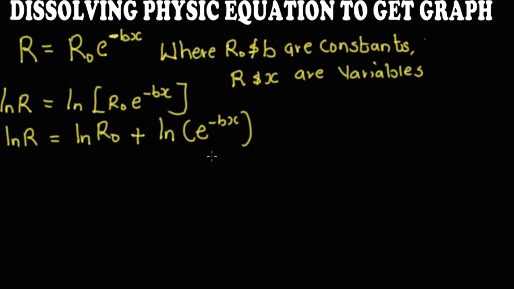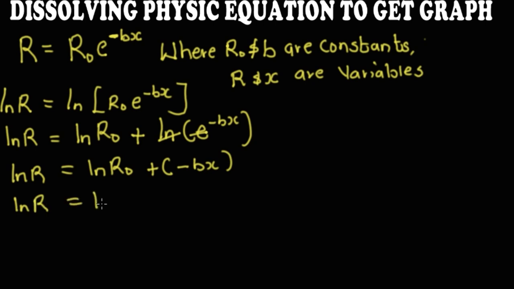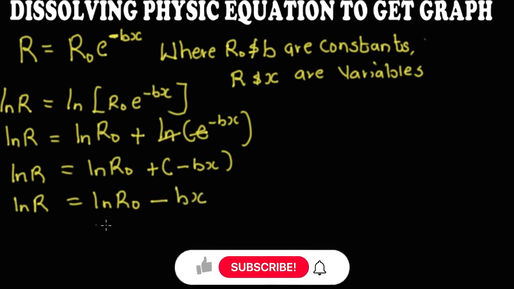So on doing this now, the ln has to cancel the e. Okay, so we are going to have ln R is equal to ln R naught, plus, let me take it gradually, minus bx. So when we open this bracket, we are going to have ln R is equal to ln R naught plus times minus bx. So we can rearrange the equation.